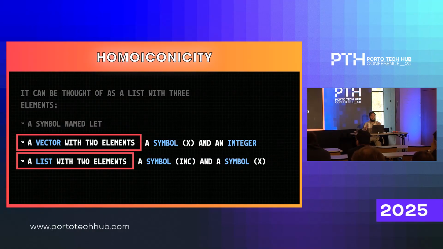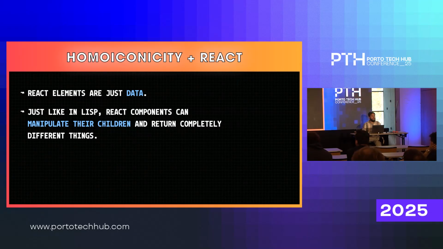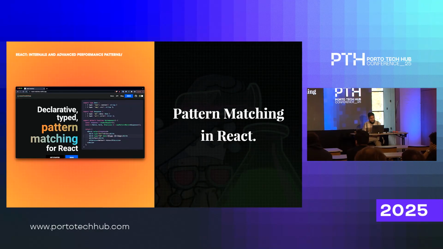So we're thinking about the abstract syntax tree of the language itself, and how it's abstracted in terms of the data structures of the very own language. What's the connection with React? The point is, we just saw how all of those React elements that we code in JSX or TSX end up being just metadata. And just like in Lisp or Clojure, those components can manipulate their children and return completely different things based on that metadata.